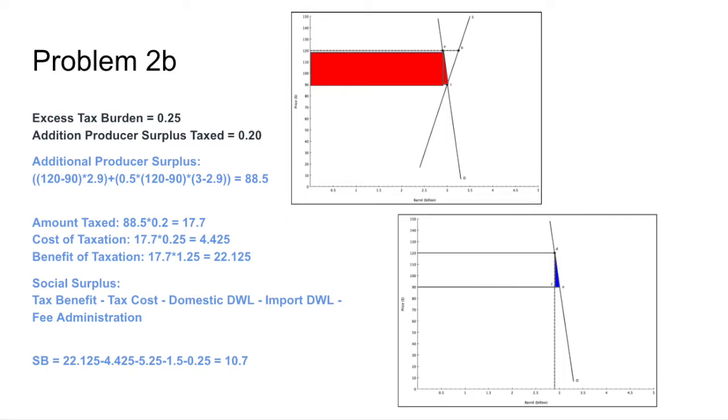However, there is also a tax burden of METB times tax revenue, which equals $4.43 billion. The overall social benefits can be calculated by adding benefits from tax, subtracting costs from tax, domestic deadweight loss, import deadweight loss, and the administrative costs, which totals $10.7 billion.